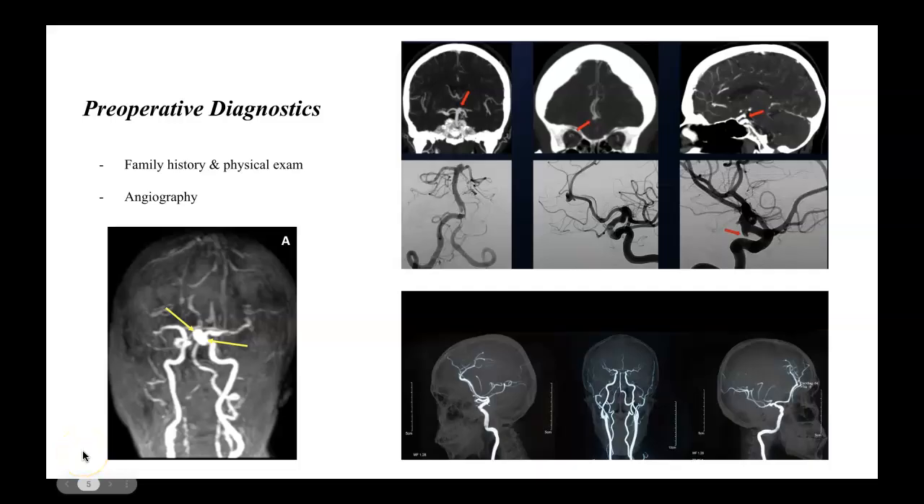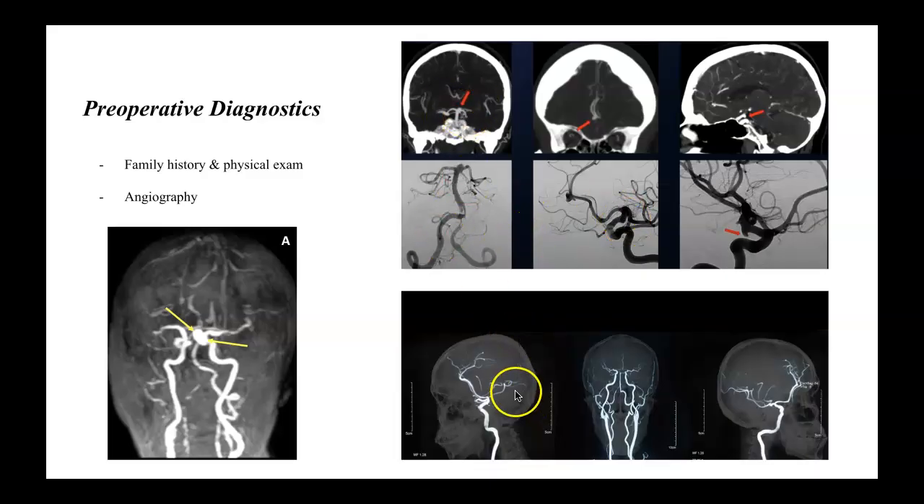So preoperative diagnostics are family history and a physical exam. If there's a family history of aneurysms, that's pretty important. And then the main diagnostic procedure is an angiography. You can also use an MRI or CT scan, but angiography maps out the aneurysm perfectly. This is a CT angiogram of a basilar bifurcation brain aneurysm. So it's in the basilar artery.